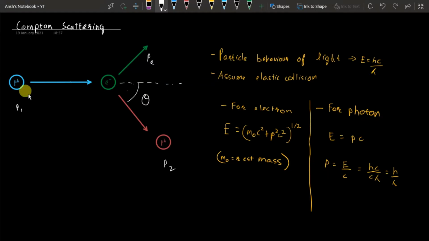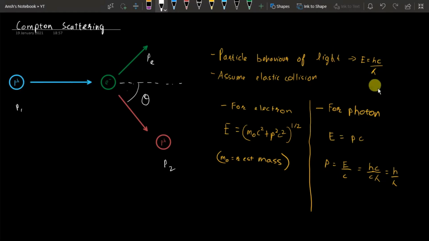Now, the problem statement is as follows. We know that the incoming photon has a given energy, and we want to find out the energy of the scattered photon when it is scattered at a certain angle theta. So why will the photon energy change? That is because the photon will give some of its energy to the electron, and when the photon gives its energy to the electron, the energy of the photon will decrease.